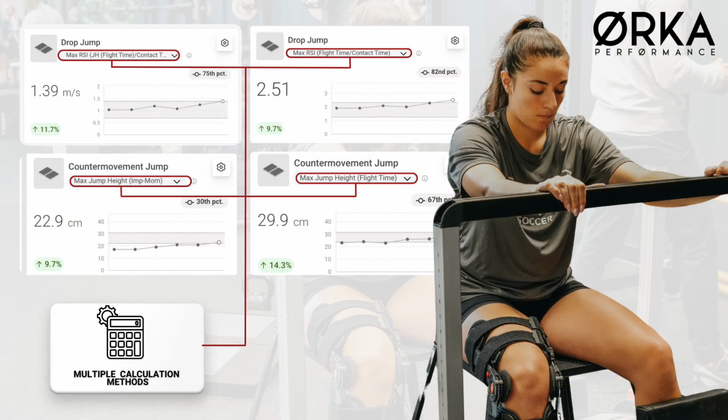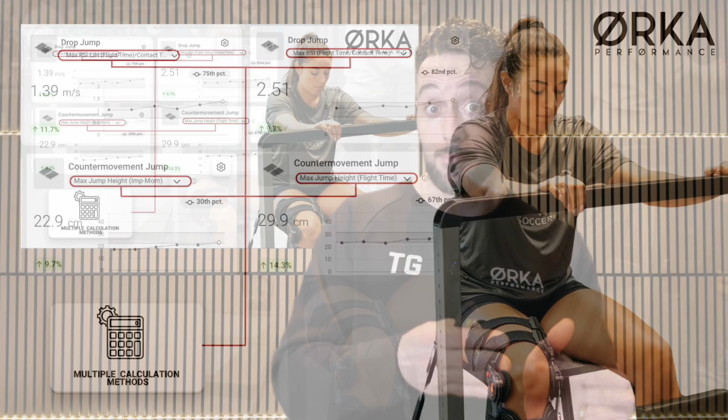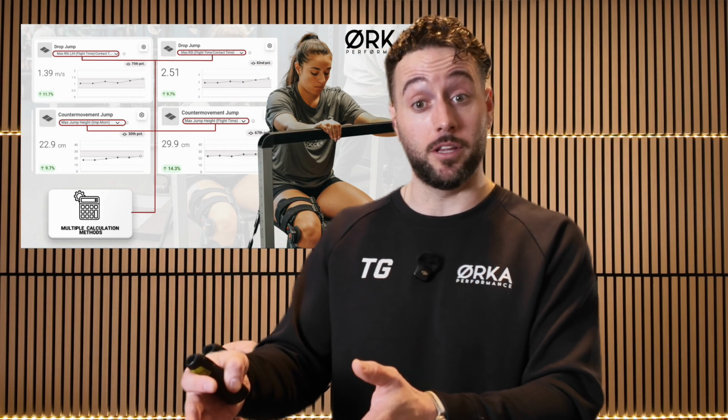And to make things a little bit more difficult for those of us that aren't sports scientists, we're now faced with metrics with multiple calculation methods. We take something like RSI or jump height. There's multiple different ways to calculate RSI. We're faced with multiple different jump height calculations.